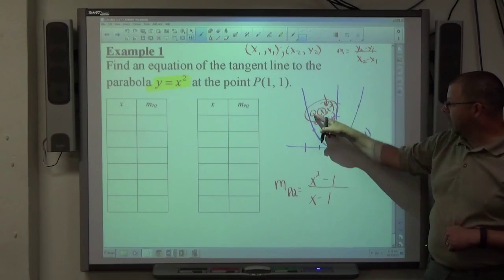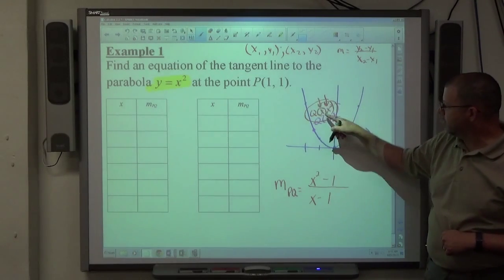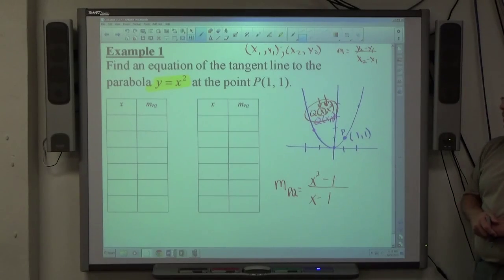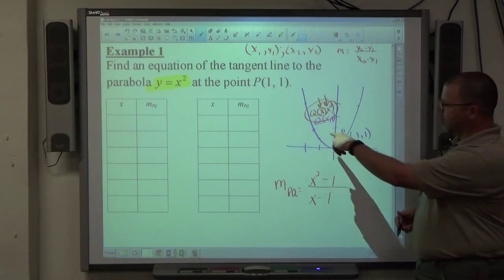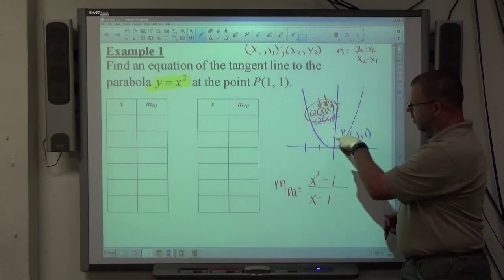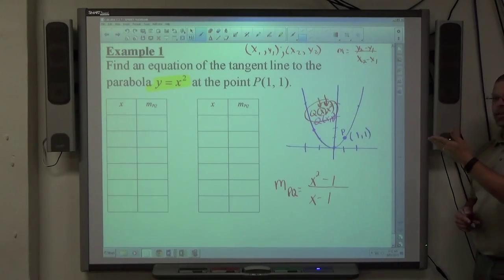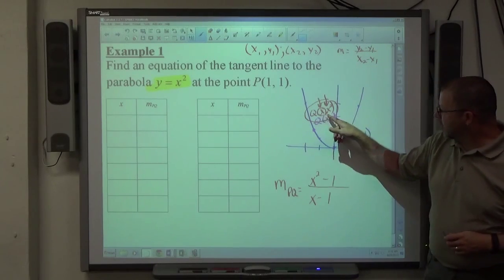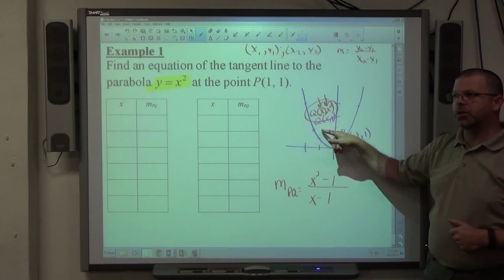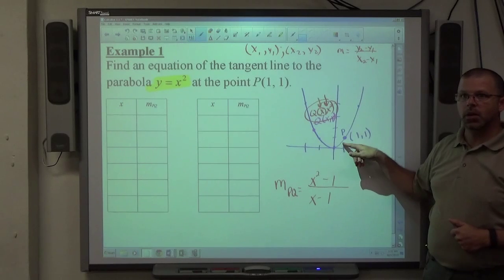If I want Q to get close to P, what should this be? 0? No, not 0. I want to get point Q, which is here, close to point P, which is here. 1. We want to get X closer and closer to 1. So as X gets closer and closer to 1, P and Q are getting closer and closer to each other, right? Can we all see that okay?